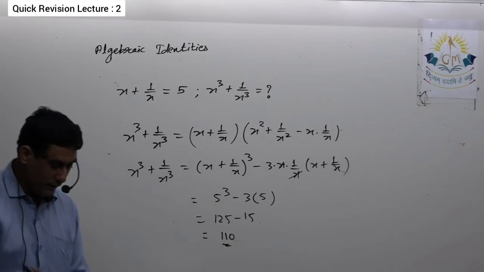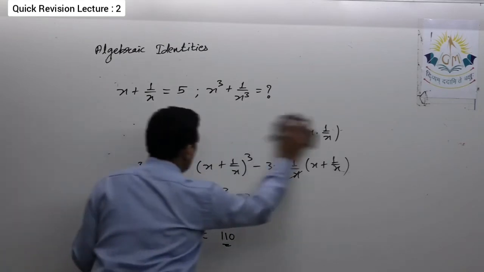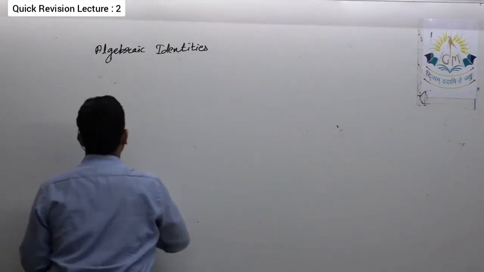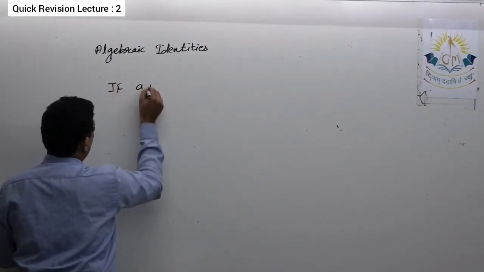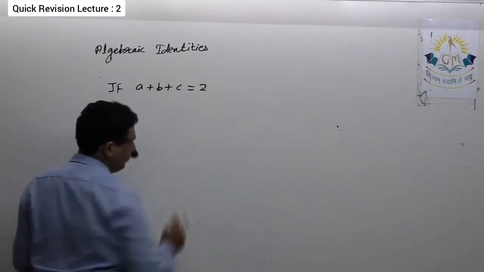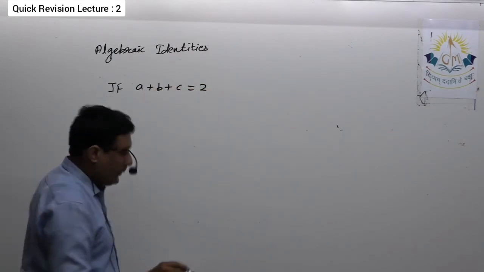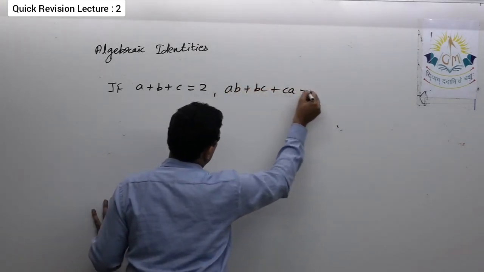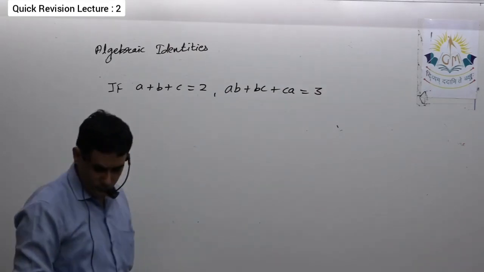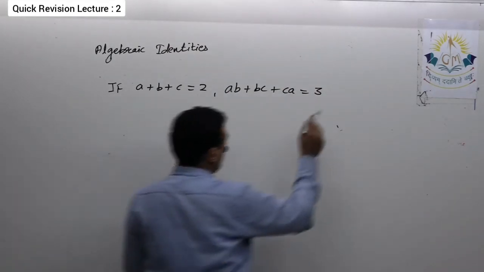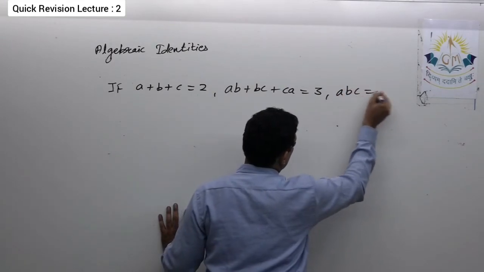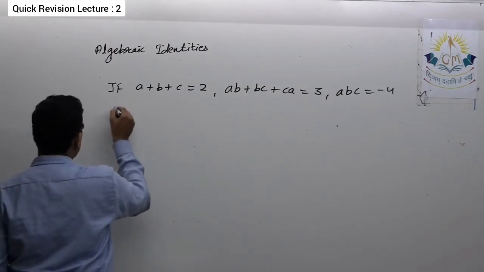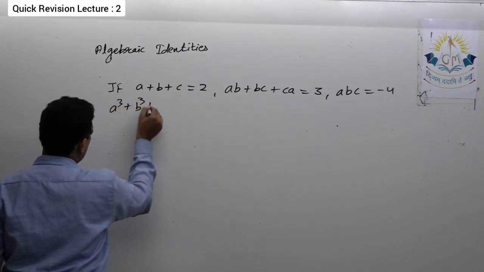Okay, so next is, if a plus b plus c is equal to 2, ab plus bc plus ca is equal to 3, and abc is equal to minus 4, then you have to find the value of a cube plus b cube plus c cube.